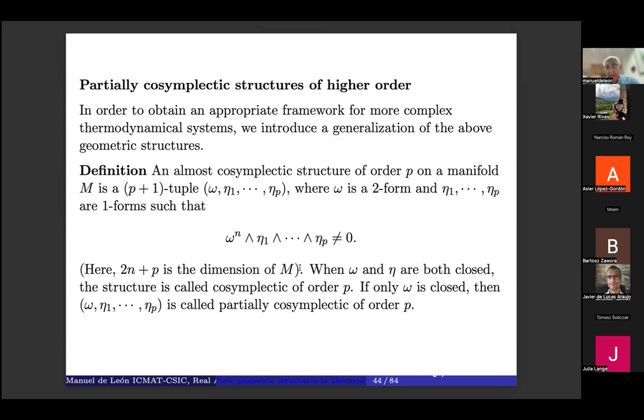In this paper, in Union Physics A, we call it an almost cosymplectic structure of order p, or partially cosymplectic structure of order p. In this case, omega is a two form, and we have a family of one forms in such a way that this is a volume form. The dimension is 2n plus p. And of course, if omega is closed, we will call this a partially cosymplectic structure of order p. But the etas are not closed.